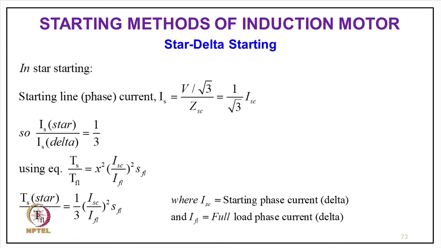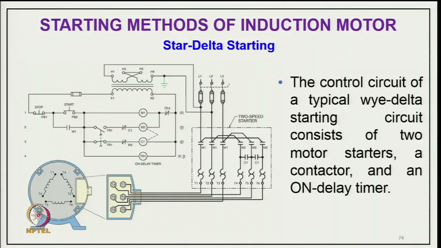So, in case of star starting, the starting current is ISC equal to V by √3 into ZSC, that is 1 by √3 ISC. So, you can call it I star to I delta will be 1 by 3, and using this we can call it T star upon TFL will be 1 by 3 into ISC upon IFL square into SFL, where ISC is the starting phase current of delta and IFL is the full load phase current in delta. And this is typically the method of star delta starting.